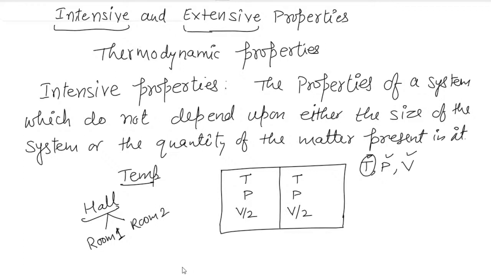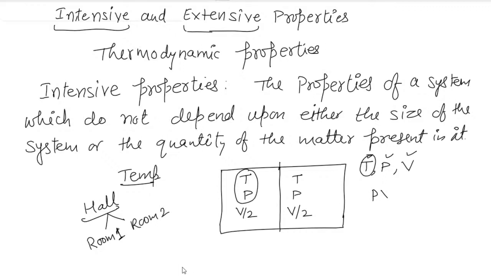Volume is halved. That implies that temperature and pressure, they are intensive properties because they do not depend upon the size of the system. Or we can say, no beta, there is no change in pressure, because let me tell you one thing, that when it is divided into two halves, what happened? Number of gaseous moles also changes, also divided into two equal halves.